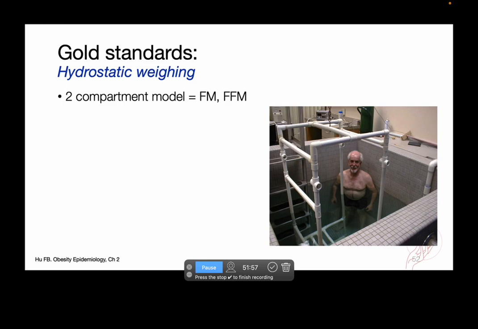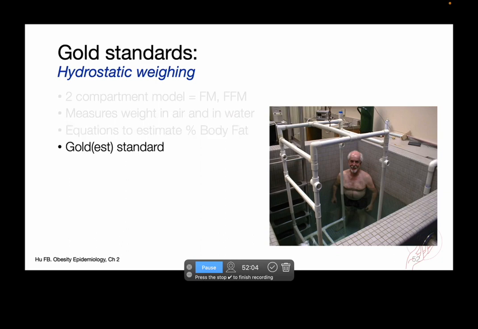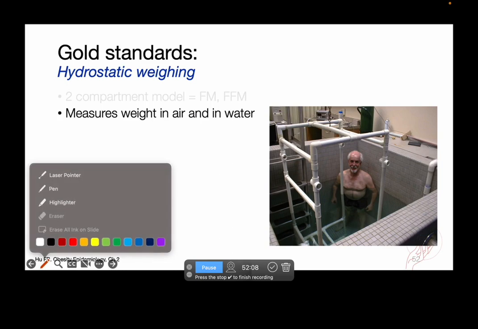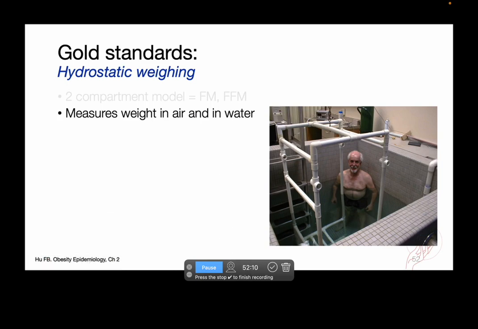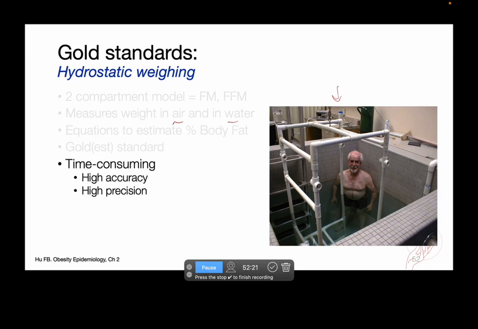The goldest standard is hydrostatic weighing, and this gets at the two-compartment model. So it measures weight both in air and in water, like this happy guy. And then we use equations to estimate percent body fat.